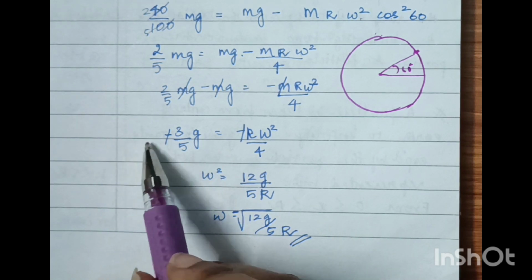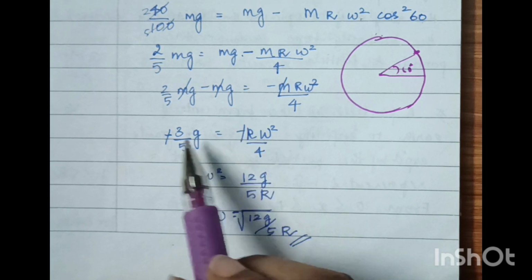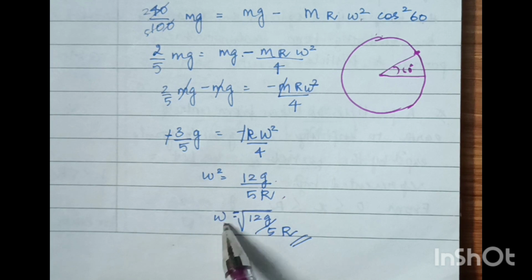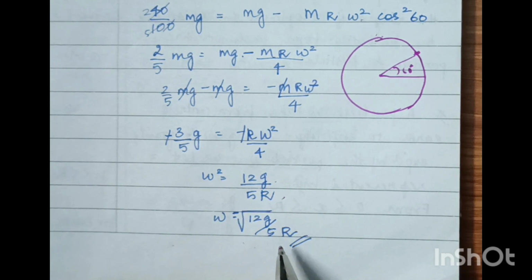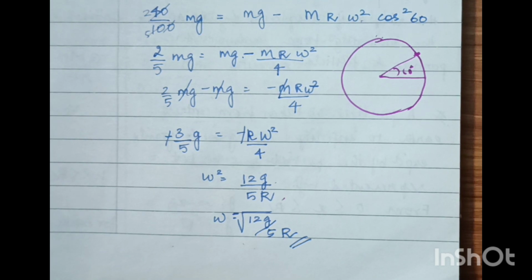So minus 3 by 5 g equals r omega minus r omega square by 4, minus and minus goes. So omega square is equal to 12g by 5r. So omega equals under root 12g by 5r. So this is the weight of that person when he is at 60 degree latitude.